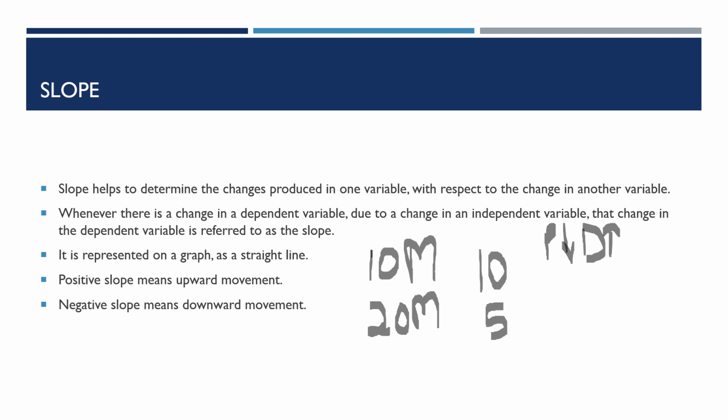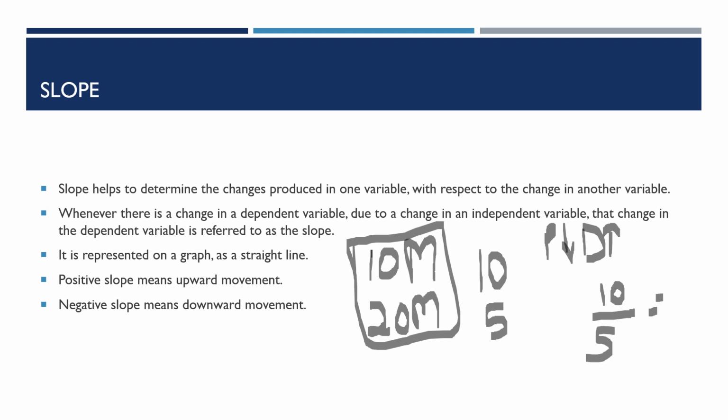Now, by using the formula that we just read, the formula said change in the dependent variable. What is the dependent variable in these two? The dependent variable is the demand. So the dependent variable change is 10, that is the difference between both. And the change in the independent variable is 10 minus 5, that is 5. So the answer will be minus 2. So this is the slope.